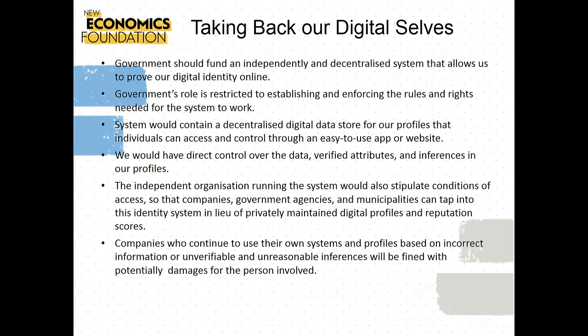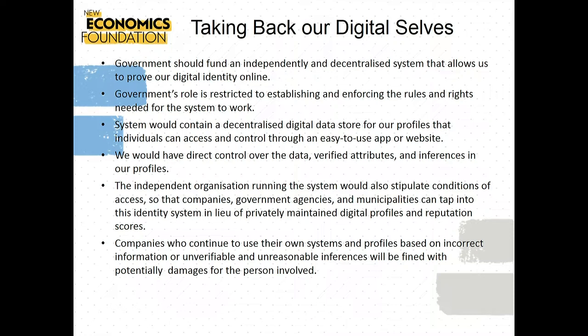The second thing is that it would provide a cooperative digital identity system that we build and have agency over, rather than these systems built by other companies, which are built in opposition to us without us knowing. So that we would build up a digital identity online through easy-to-use apps and websites. We'd have direct control over that data, decide what verified attributes we wanted to include, what inferences are okay for our profiles, and then this independent organization would stipulate how companies, but also government agencies and municipalities can tap into that identity system when they need to understand our identity.